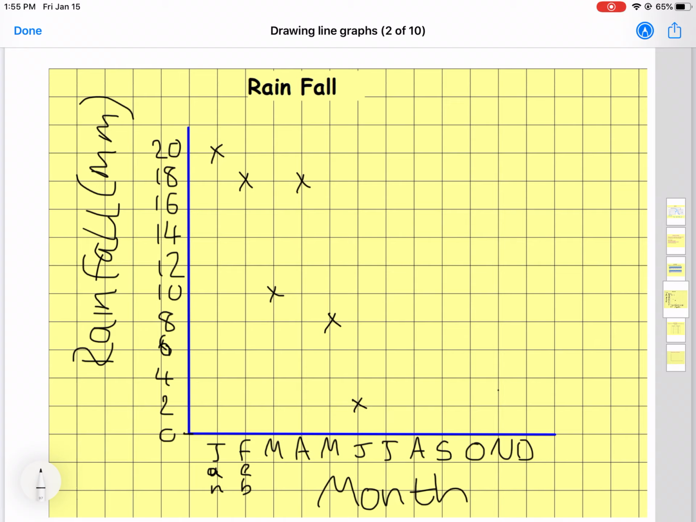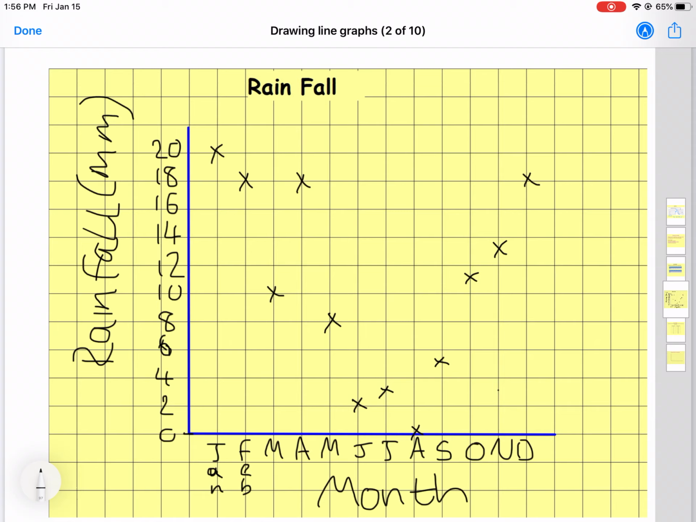July was 3. Now I don't have a block for 3, but between 2 and 4, halfway between those two boxes would give me 3. So that's how we would fill in the odd numbers. September is 5, so halfway between 4 and 6. October we had 11, halfway between 10 and 12. November was 13, halfway between 14 and 13, and December was 18, so back up.